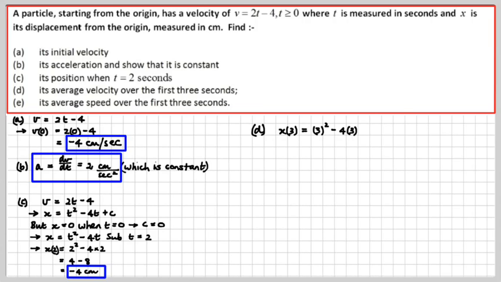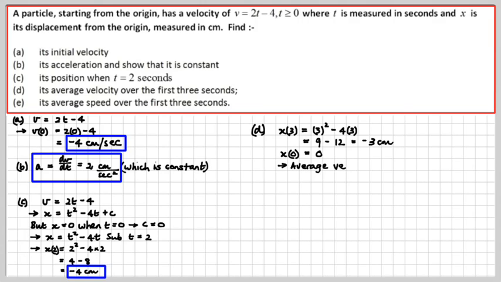What's this? The average velocity over the first 3 seconds. Well, that's easy. The average velocity is simply the overall change in displacement over the overall change in time. It's not an instantaneous thing at all. So you look at the end points of the displacement, 3 seconds and 0 seconds, subtract the 0 second displacement from the 3 second displacement, and do the same thing with time. The displacement at 3 seconds is minus 3 centimetres. The displacement at 0 seconds was 0 because it started off from the origin. So we've got all the information we need on displacement.